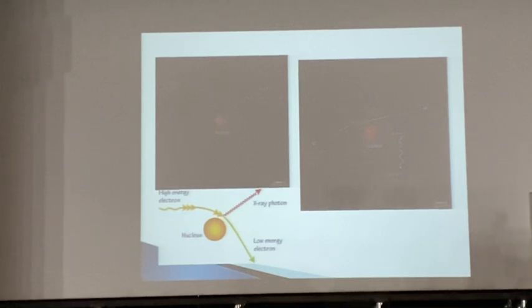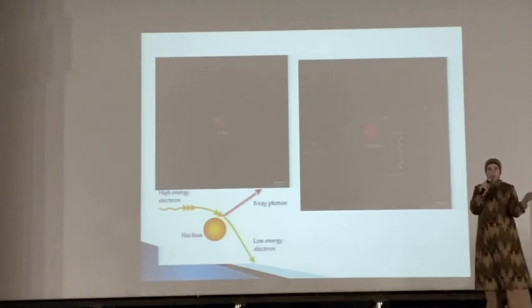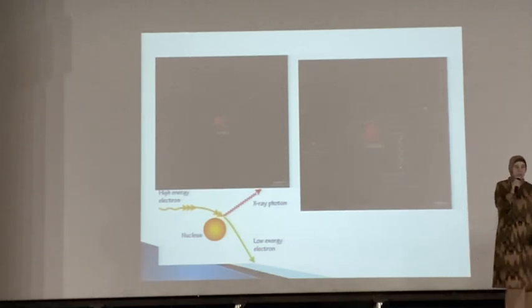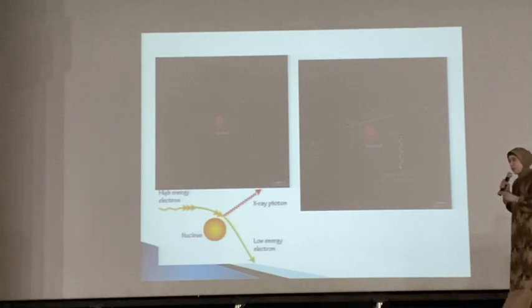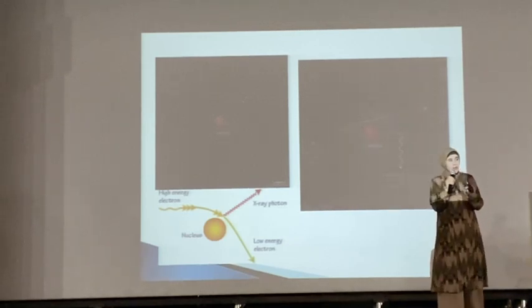Okay, now simple. A high energy electron approaching the nucleus will become low energy. The extra energy will be lost in the form of X-ray. These are the two main types of interaction to create an X-ray. Is that clear for you?